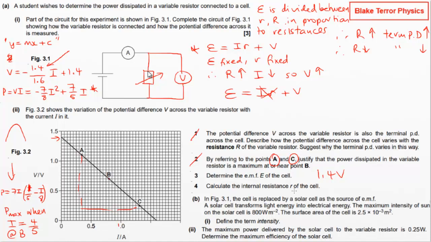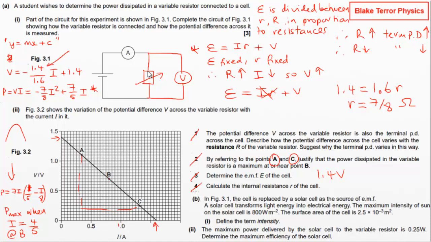Calculate the internal resistance R of the cell. Right, well, we can use this equation again, but we take 0V. So we say that EMF 1.4 is equal to I times r. So what have we got here for I? 1.6 times little r. So that's when V is equal to 0. We've got a current there of 1.6. So that means our internal resistance is going to be 7 over 8 ohms. So about 0.88. Right, that's done all of those bits.